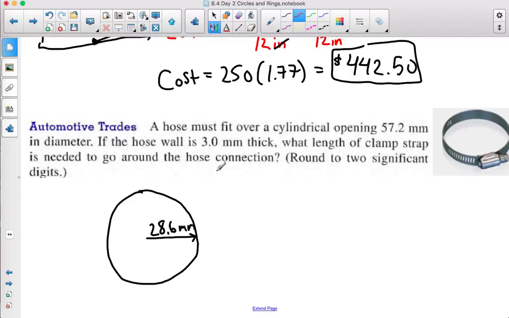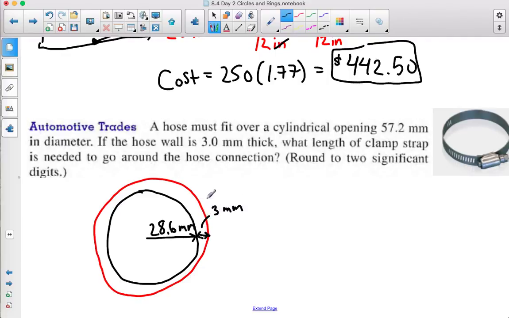Now I'm going to use the thickness of the hose, and I'm really exaggerating this because it's a lot thinner than this, but I need to be able to write in here. The hose itself is an extra 3 millimeters thick, and they want to know what length of strap is going to be needed to go around the hose connection. So that's a circumference. So they're asking how long of a strap am I going to need, if I look like right here, in order to go all the way around.